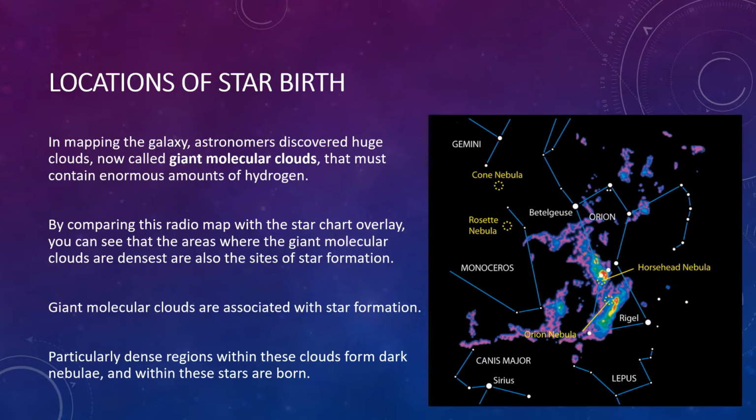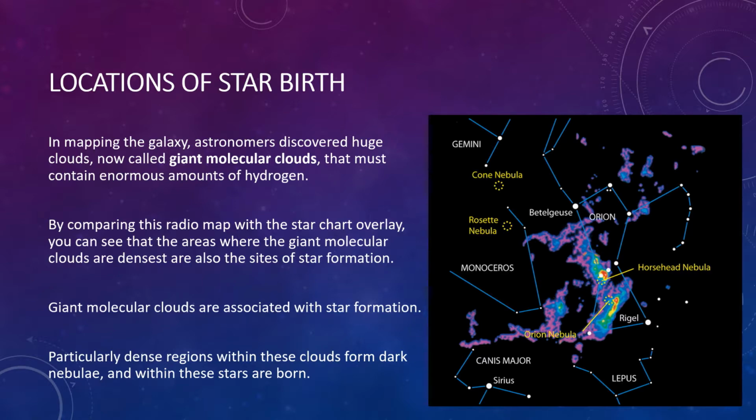We have seen that star formation takes place within dark nebula. But where within our own galaxy are the dark nebula found? Does star formation take place everywhere within the Milky Way or only in certain locations? The answers to such questions can enhance our understanding of star formation and of the nature of our home galaxy. In mapping the galaxy, astronomers have discovered huge clouds, which we now call giant molecular clouds, that must contain enormous amounts of hydrogen. The figure here on the right is a map of radio emissions in the constellation Orion.